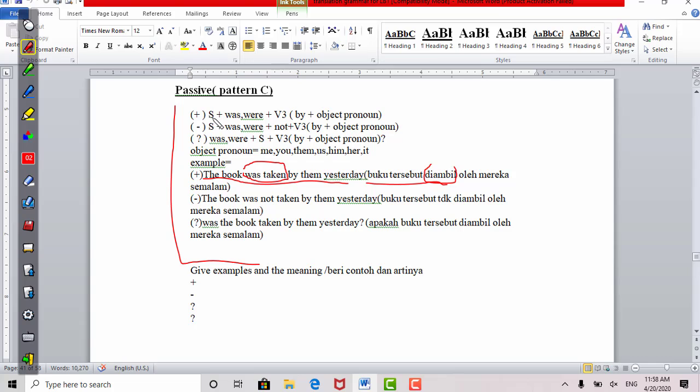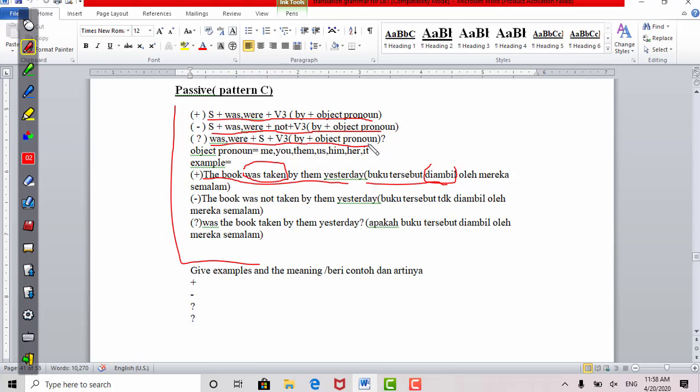If you look at this one, we have subject plus was or were plus verb 3 plus by plus object pronoun. And then the negative one: subject plus was or were plus not plus verb 3 plus by plus object pronoun. And then for the question: was or were plus subject plus verb 3 plus by plus object pronoun. This one is for the passive pattern C: positive, negative, and question statements.